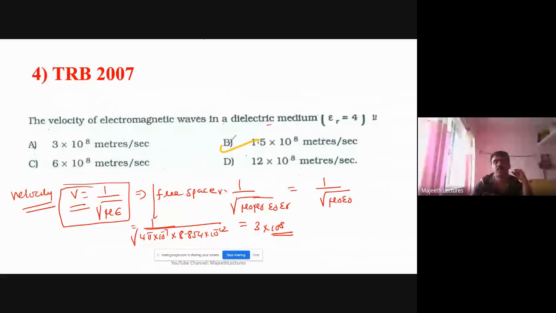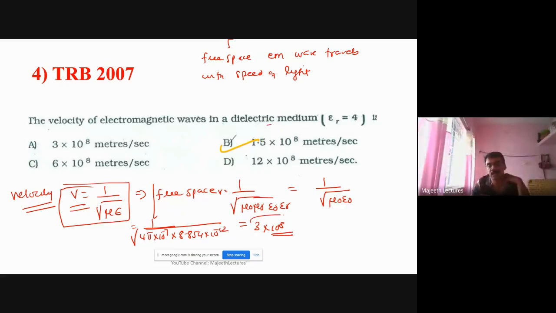That's why we say in free space, EM wave travels with the speed of light. Because in free space, what is the velocity of EM wave I got? 3 into 10 power 8, which is nothing but the speed of light. So this is the thing we have to remember about free space.